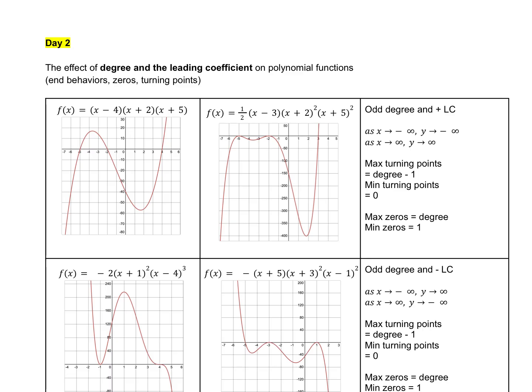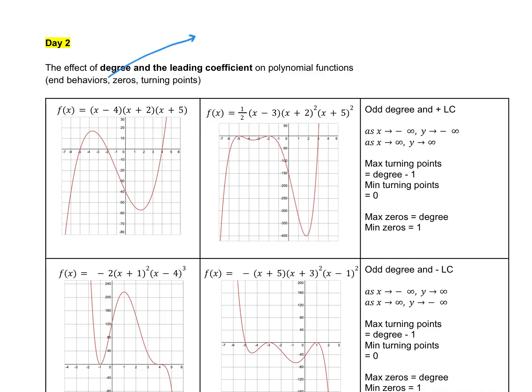And we're going to start off with some observations on how the degree of a polynomial and its leading coefficient affects a polynomial. So how are the end behaviors affected, the zeros, the turning points. Okay, so in terms of end behaviors, we talk about the direction that a function is heading towards as we look to the left and towards the right.